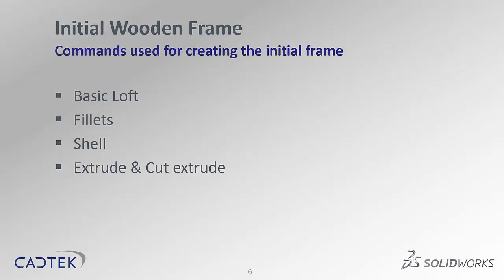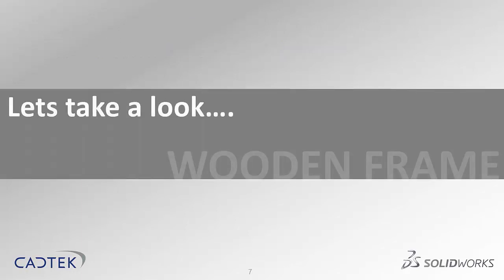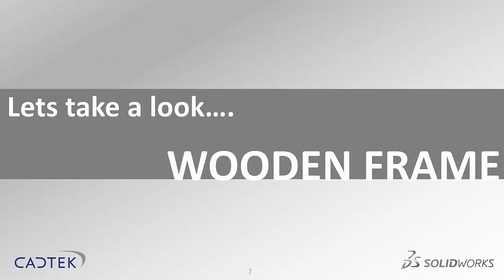To create the wooden frame, we're going to use a basic loft. We'll also add to this with some extrusions, as well as filleting it. We shall then shell it out so it gives the appearance of plywood. Okay, let's have a go.